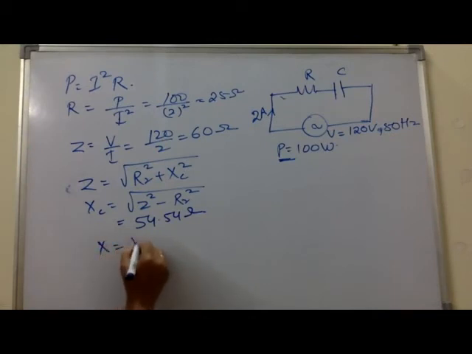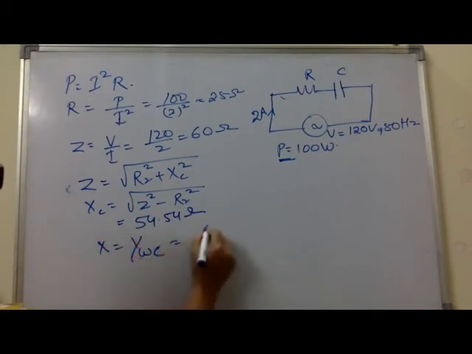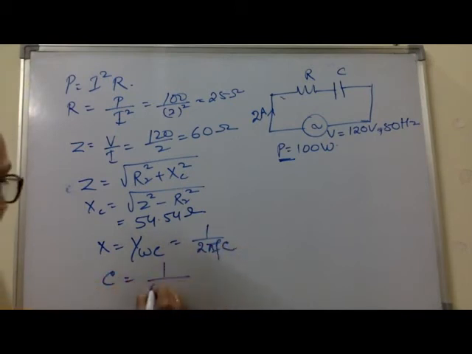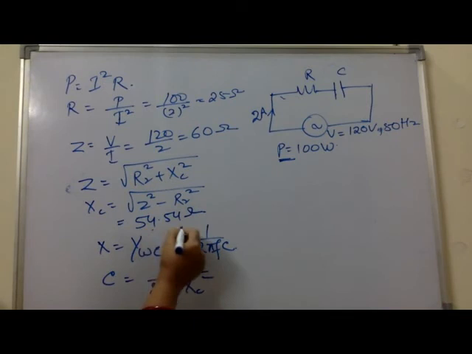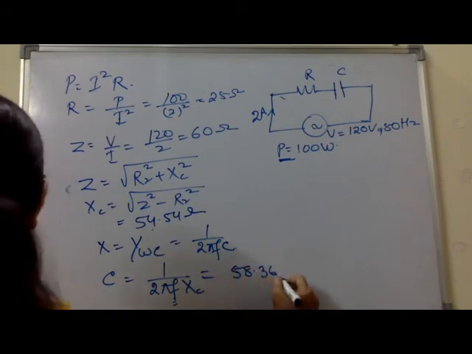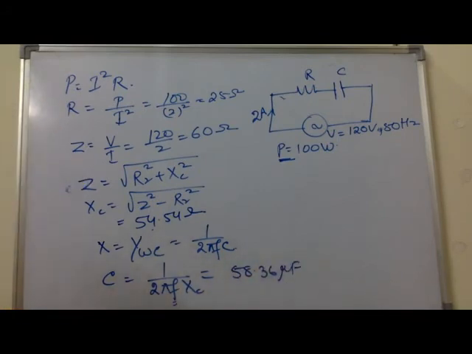Now we have to find out the capacitance. So XC is equal to 1 by omega C, or 1 by 2 pi FC. So C will be equal to 1 by 2 pi FXC. Substitute F is equal to 50 hertz, XC is equal to 54.54 ohms, and calculate the capacitance, which comes out to be 58.36 microfarads. Now you can solve as many problems as you want for the given RL or RC circuit.